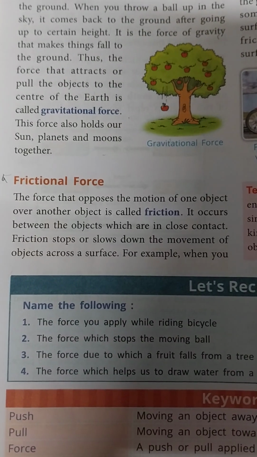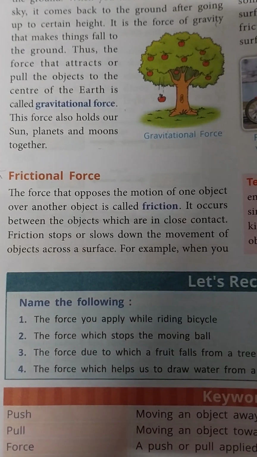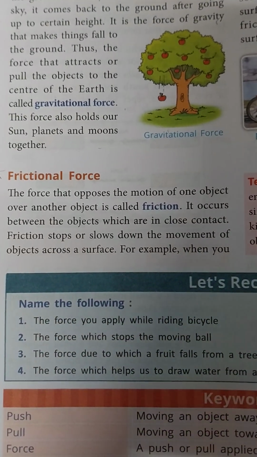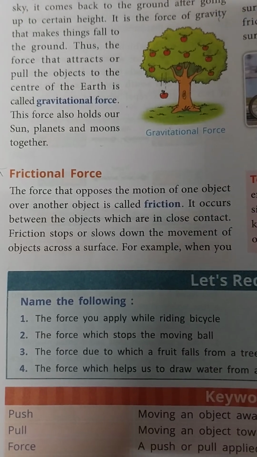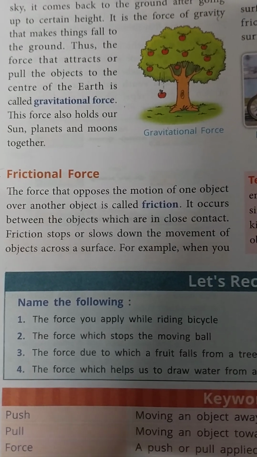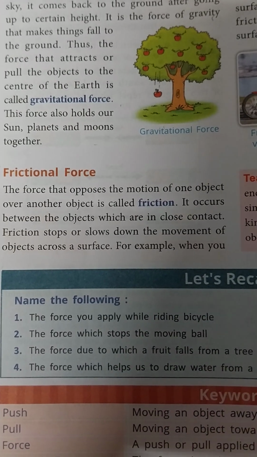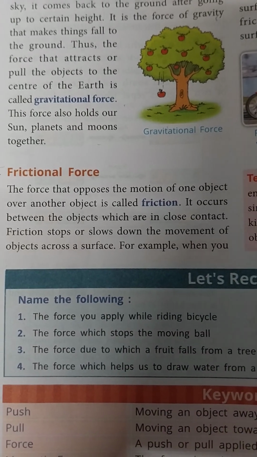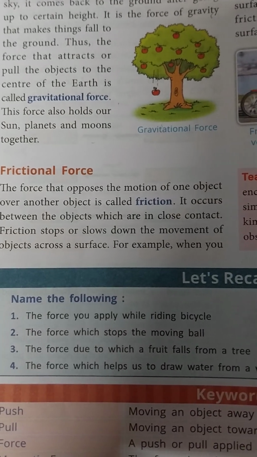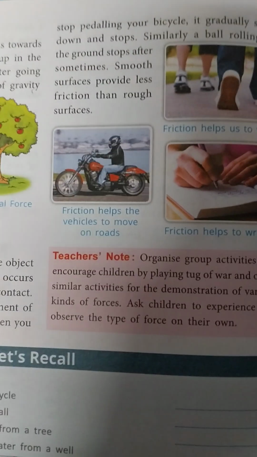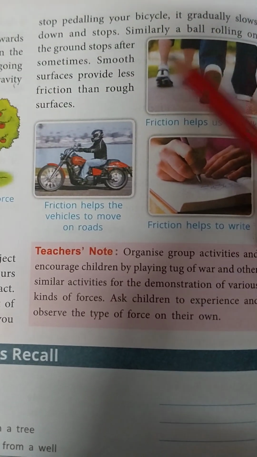Now the fourth one is frictional force. What is frictional force? The force that opposes the motion of one object over another object is called friction. It occurs between the objects which are in close contact, which are kept closely. Friction stops or slows down the movement of objects across a surface. For example, when you stop paddling your bicycle, it gradually slows down.